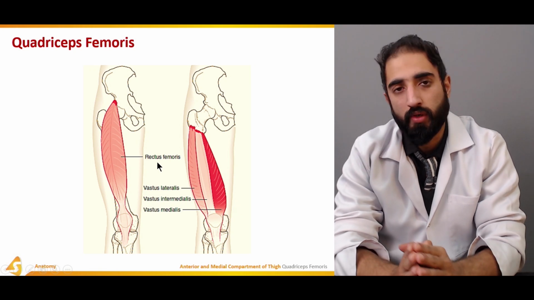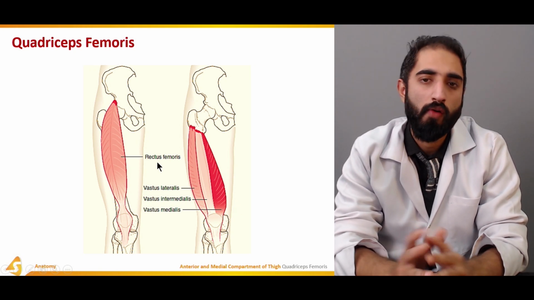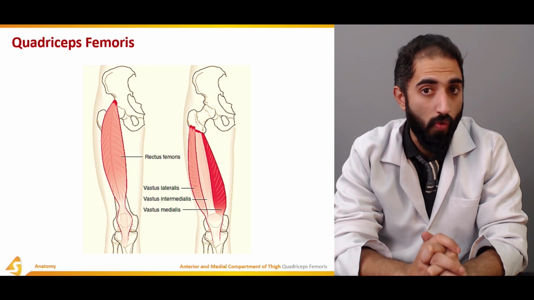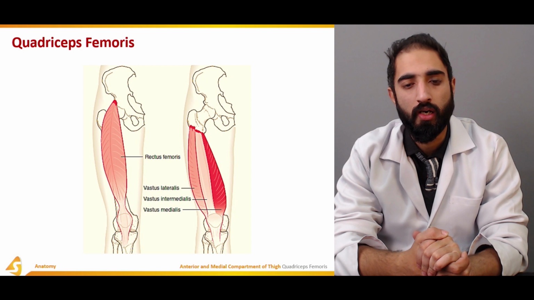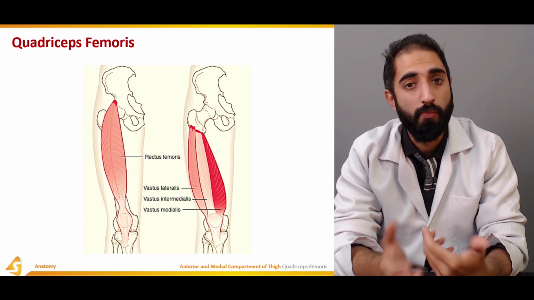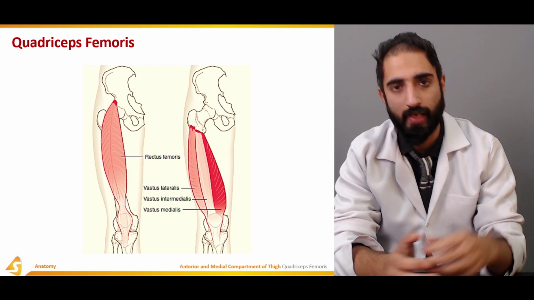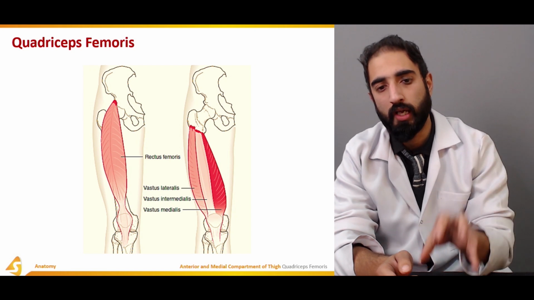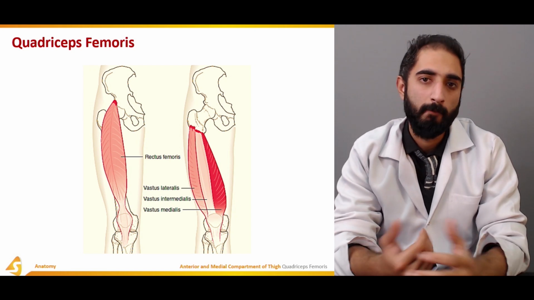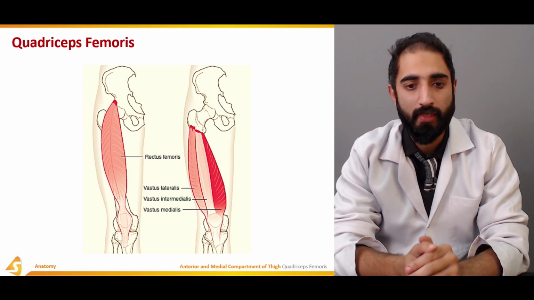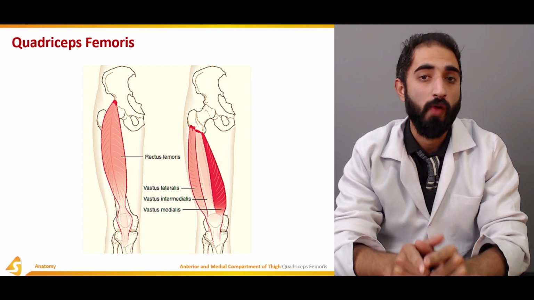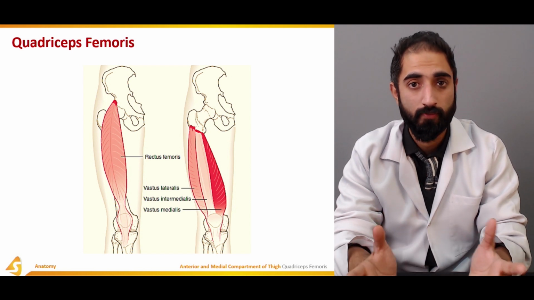Now, one important thing to understand is that we commonly refer to the quadriceps femoris as a multi-joint muscle or a two-joint muscle because it crosses both the hip joint and the knee joint, and it has action on both hip and knee because it results in hip flexion as well as knee extension. But that is when we talk about the quadriceps femoris as a whole group.